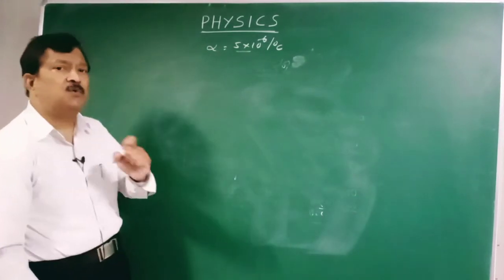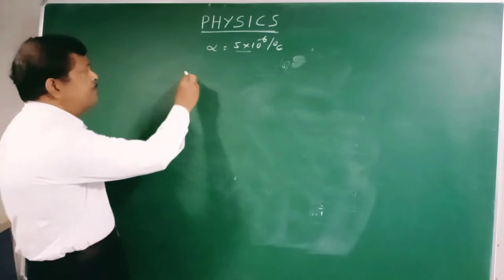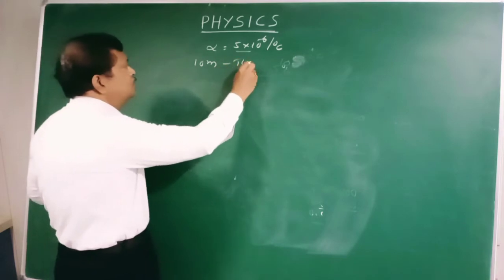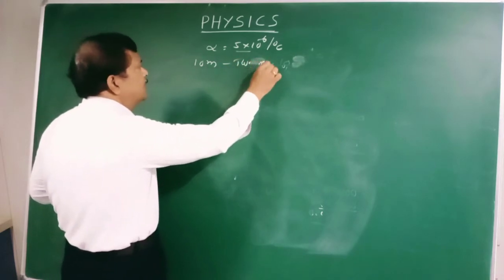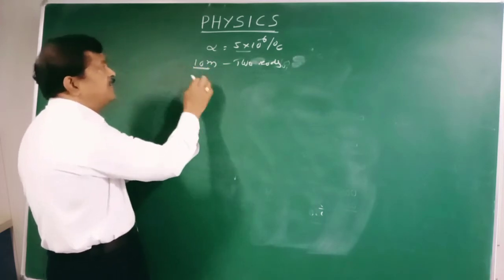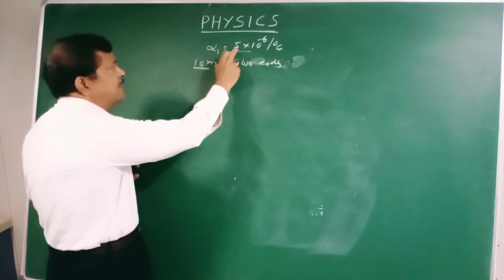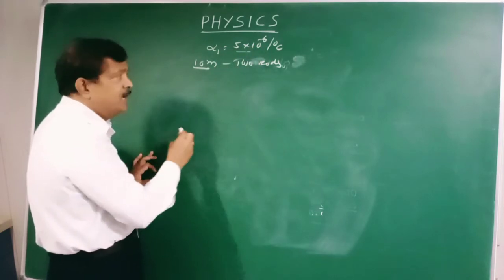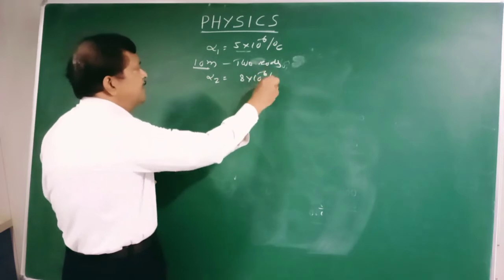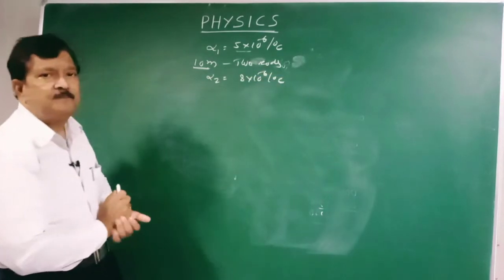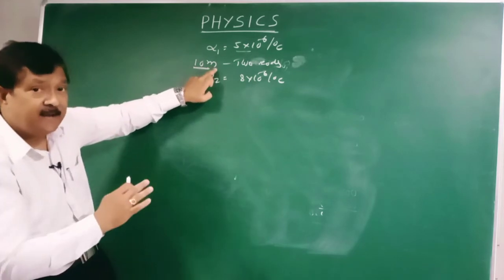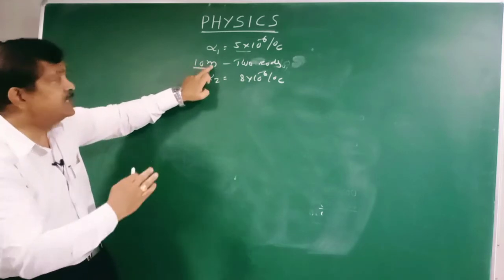Suppose there are two rods, each of length 10 meter. Both are having the same length of 10 meter. But for the first material, alpha 1 is 5 into 10 power minus 6. For the second rod, let us say alpha is 8 into 10 power minus 6 per degree centigrade. Both are having the same initial length of 10 meter.